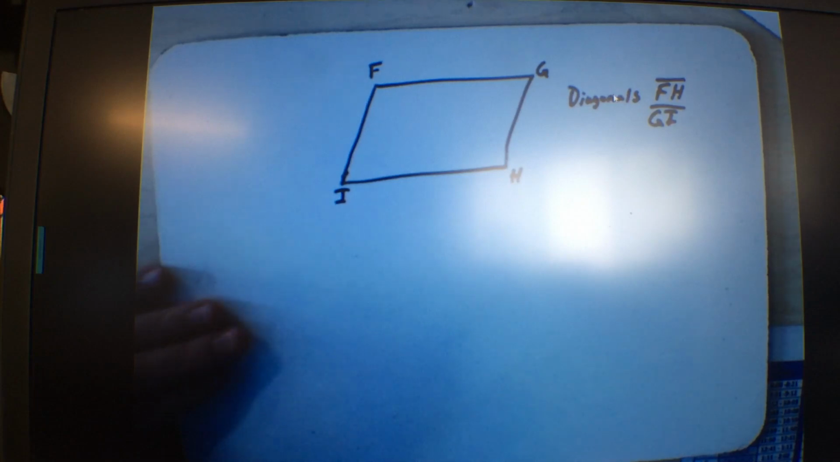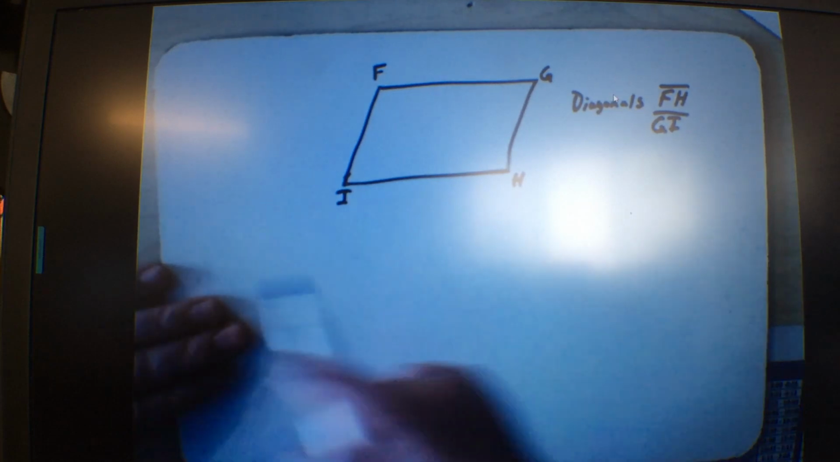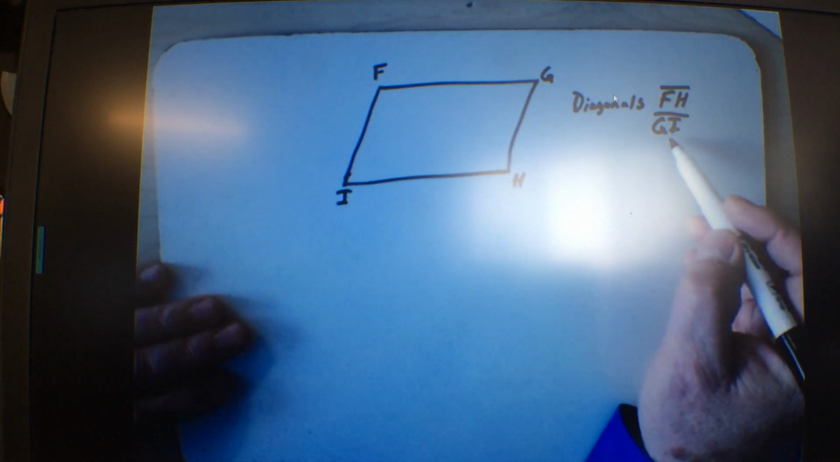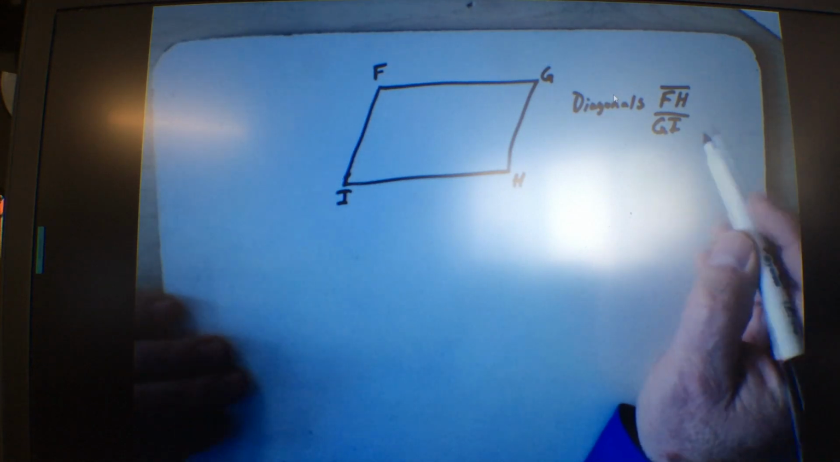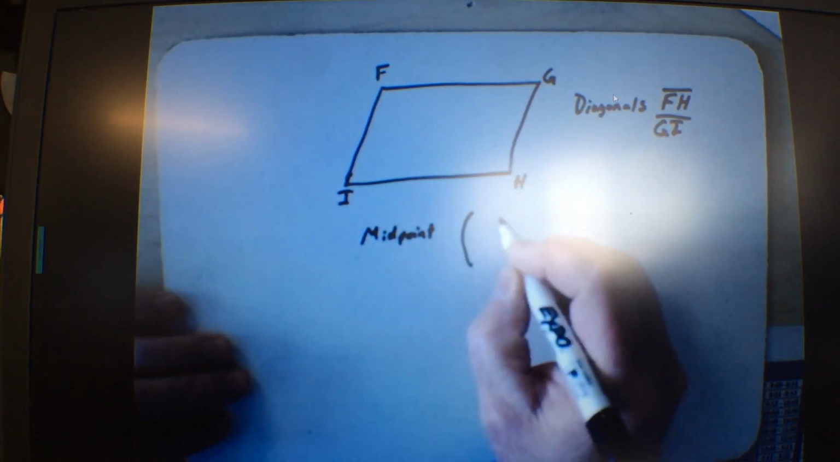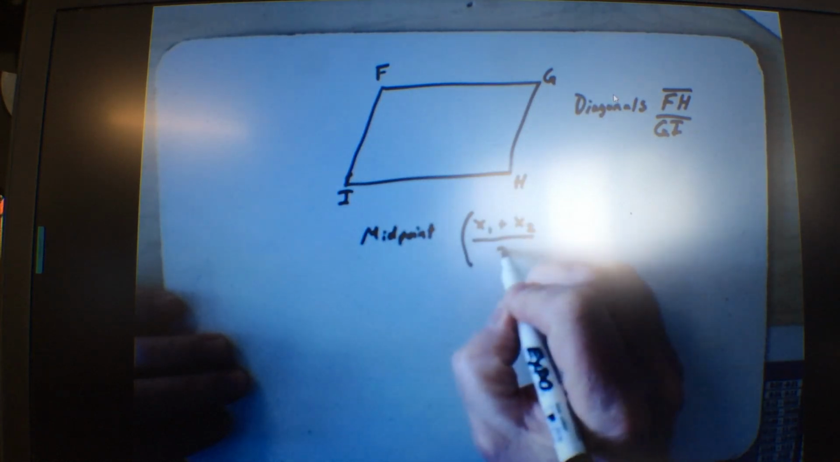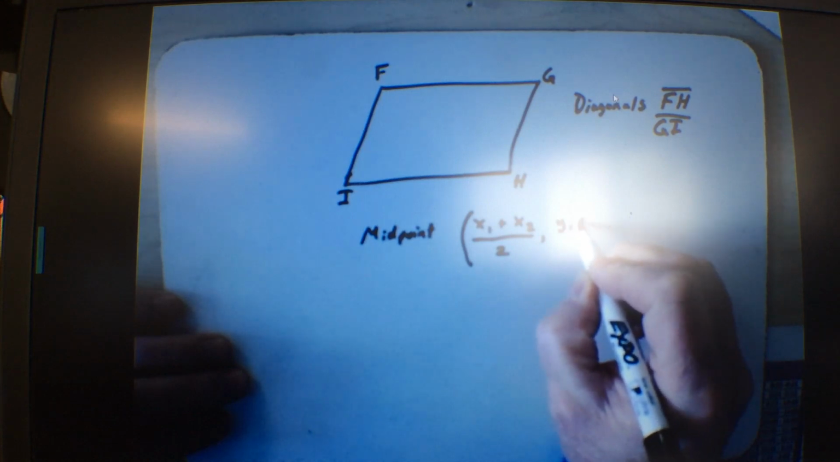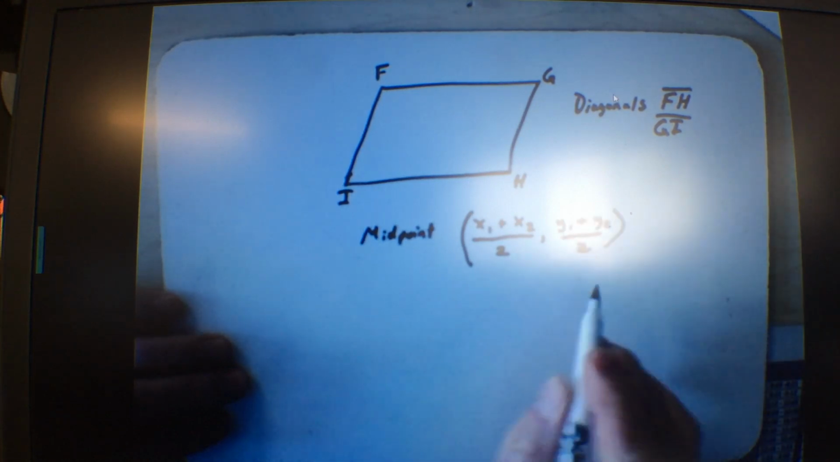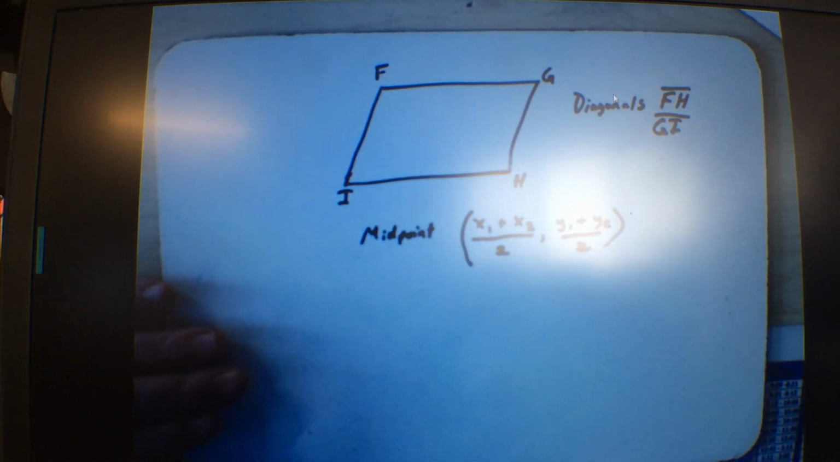Okay. What we learned from the last picture was that the diagonals meet in the midpoint of FH and the midpoint of GI. So all I have to do is find the midpoint. Do you remember how to find the midpoint? It's x sub 1 plus x sub 2 over 2, and then y sub 1 plus y sub 2 over 2. This point here is the midpoint. Now, which one do I find? Does it matter? Will it be the same for each one?